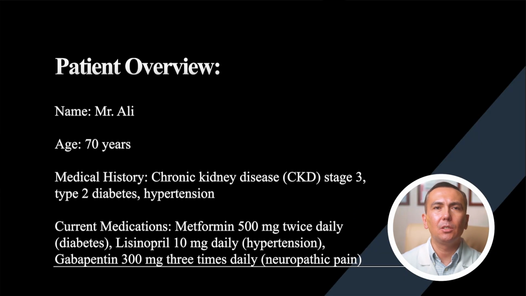A sample patient is, let's take, Mr. Ali. Age is 70 years old. Medical history: chronic kidney disease stage 3, type 2 diabetes, hypertension. Current medications he's on are metformin 500 milligrams twice daily for diabetes, lisinopril 10 milligrams daily for hypertension, and gabapentin 300 milligrams 3 times a day for neuropathic pain.